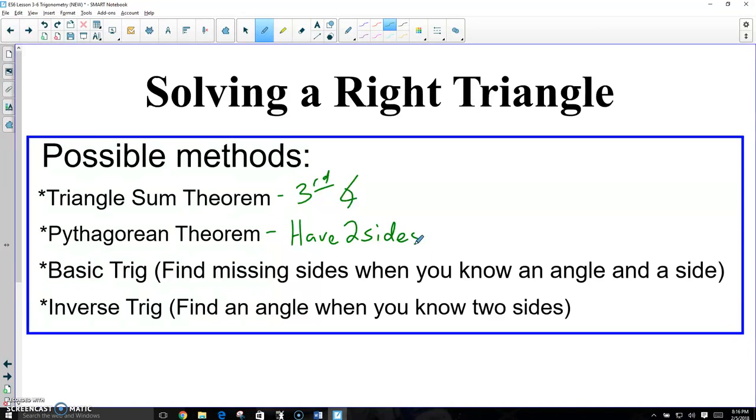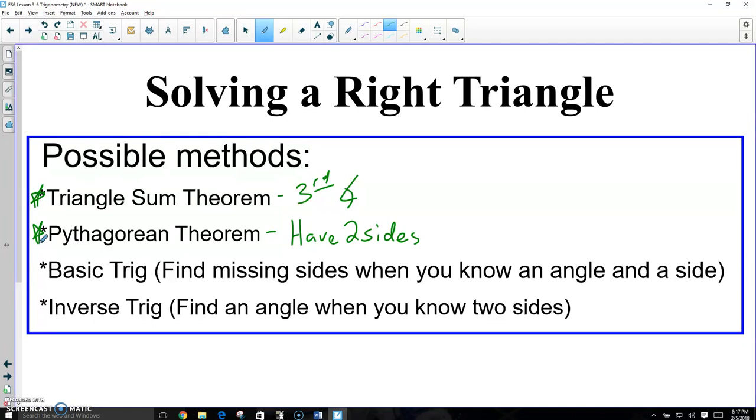Remember, these first two are basic things. These are things that we learned. Triangle sum theorem we learned way back in ES2. Pythagorean theorem we learned in this essential standard, but it was back in the learning target 1 idea. But we have to use those two things here in this lesson today.